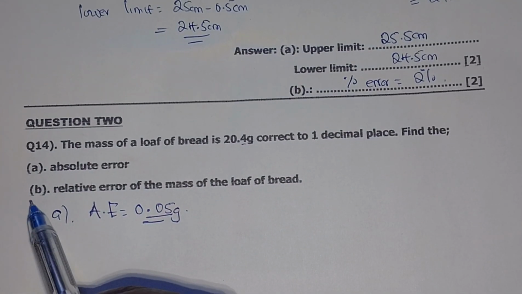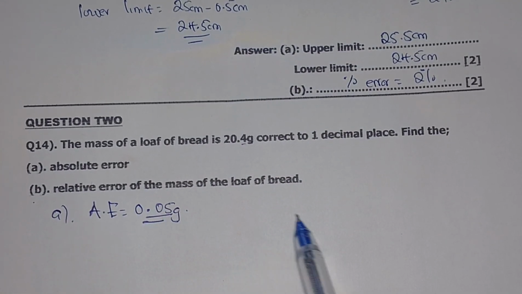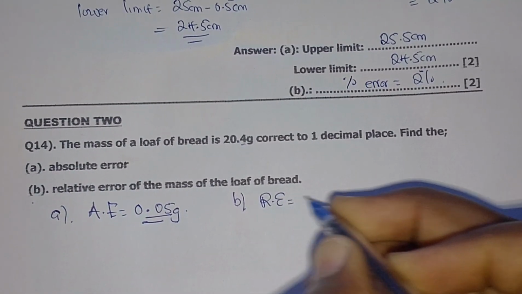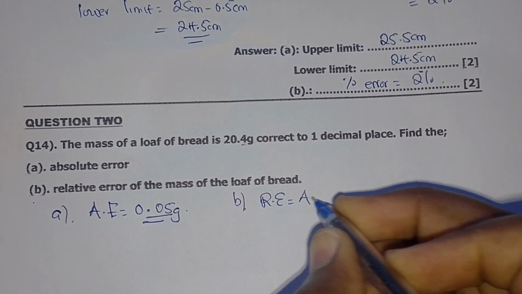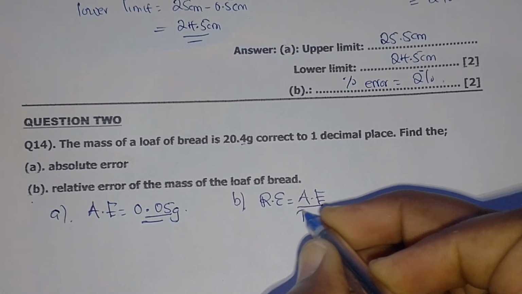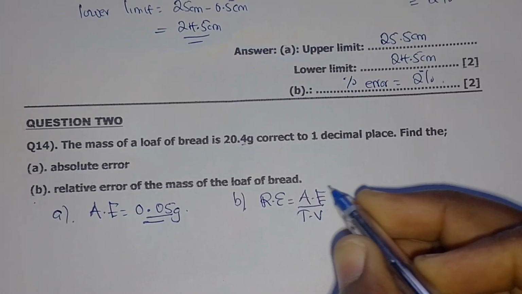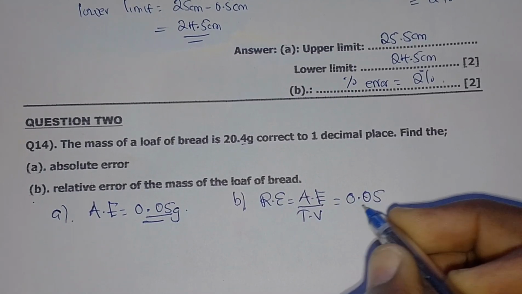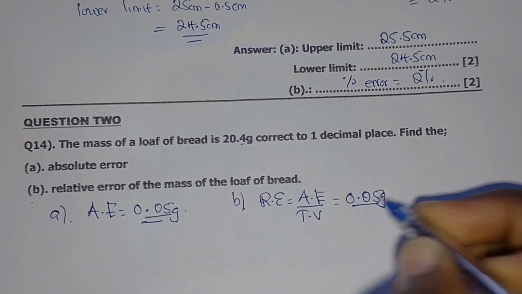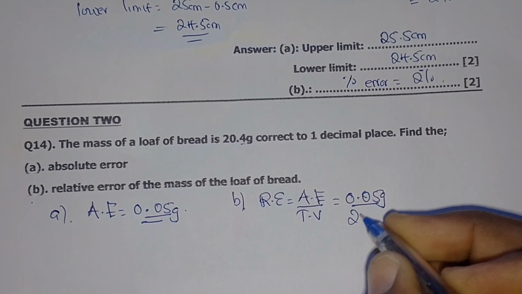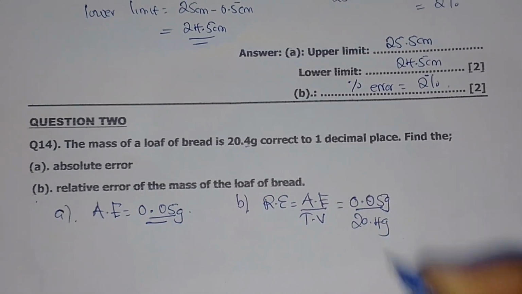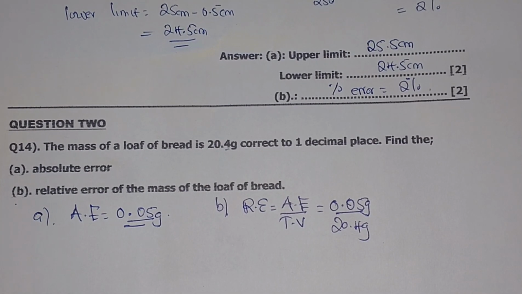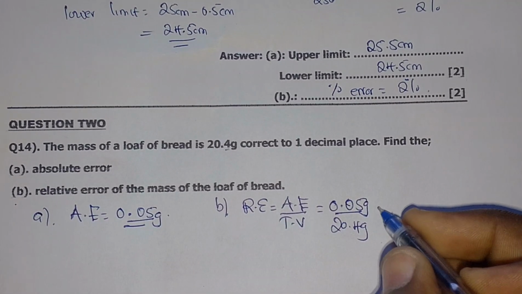Then find the relative error of the mass of the loaf of bread. So for B, we're going to say relative error equals absolute error over the true value. So the absolute error is 0.05 over the true value, which was 20.4 grams. And upon reaching this stage, we're now going to multiply.